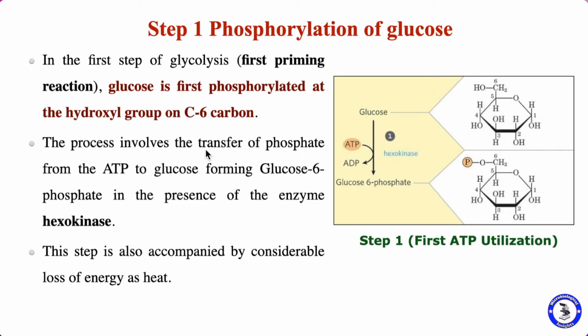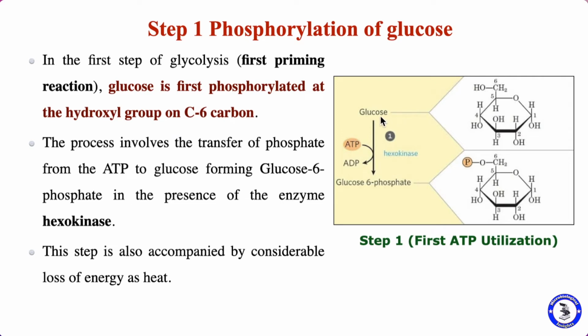The process involves the transfer of phosphate from the ATP to glucose. This phosphate comes from the ATP molecule. So the ATP donates its phosphate group to the glucose molecule and it is added at the sixth position. This reaction is carried out by the enzyme hexokinase. And during this reaction, a considerable amount of energy is lost in the form of heat.